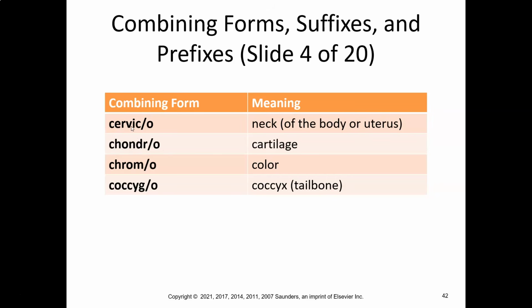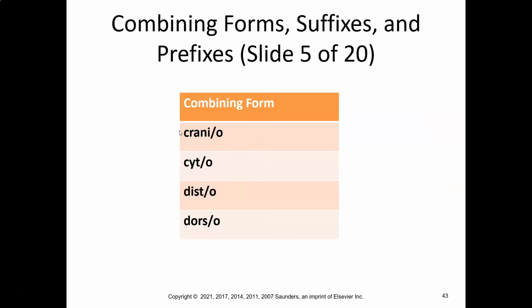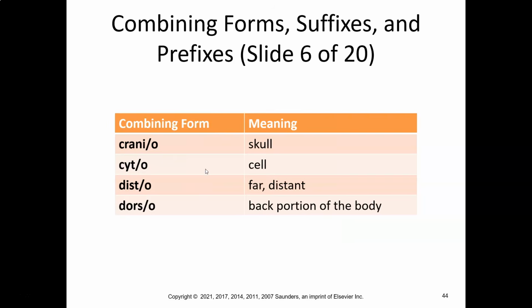Chondrocyte, cervical, cranio, cyto, disto, dorsal. Hey, cyto came again. Cranio means skull, cyto means cell, disto means far or distant, dorsal means the back portion of the body.